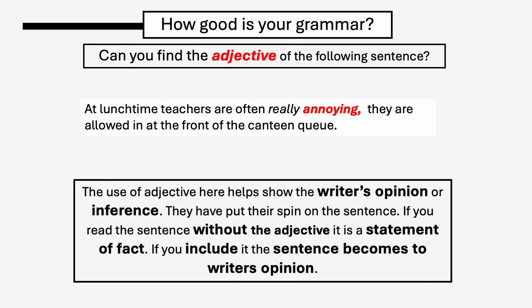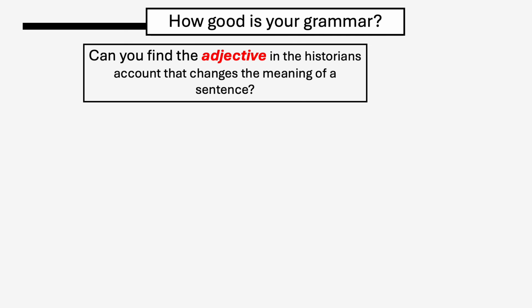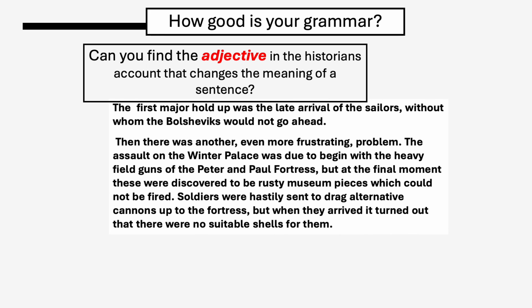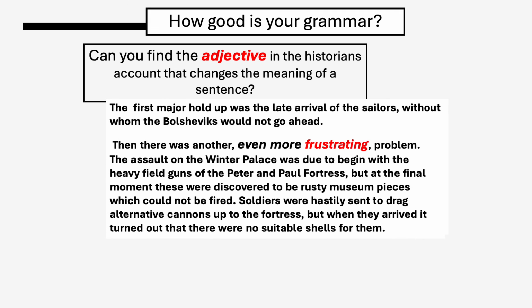Having established this, we move back to Figes' extract, and I ask the pupils to find the adjective in the account. If you look at the second sentence in the subordinate clause, you can see: then there was an even more frustrating problem. The assault on the Winter Palace was due to begin with the heavy field guns of the Peter and Paul fortress, but at the final moment these were discovered to be rusty museum pieces which couldn't be fired. Soldiers were hastily sent to drag alternative cannons up to the fortresses, but when they arrived it turned out there were no suitable shells for them.